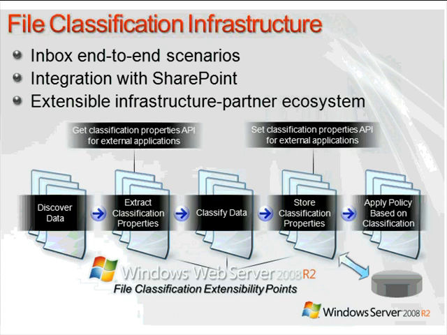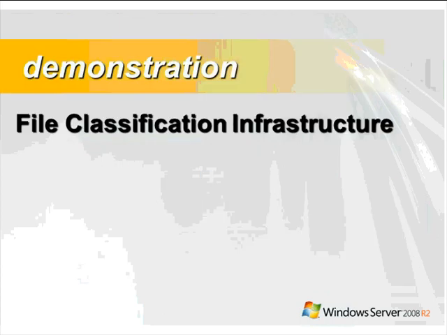So first we will discover the data, then we'll see the get classification properties API for external applications. If it is not an internal application, extract the classification properties depending upon the properties or the rules you have created, like business impact wise, or data encryption wise, or expiry wise, or the date you created that wise. Then you classify the data. Then you store the classification properties and apply the policies based upon the classification, depending upon the encryption or moving the data to different locations.